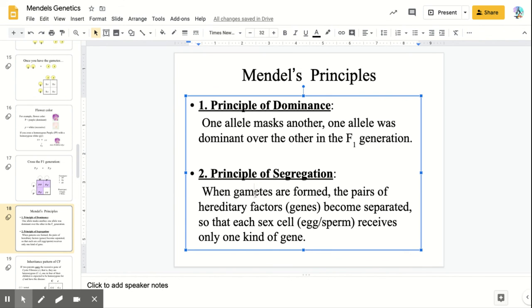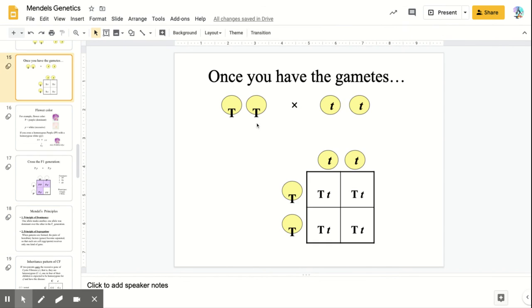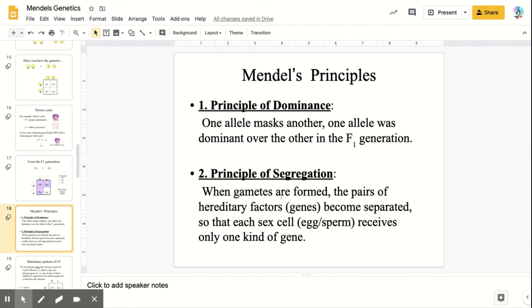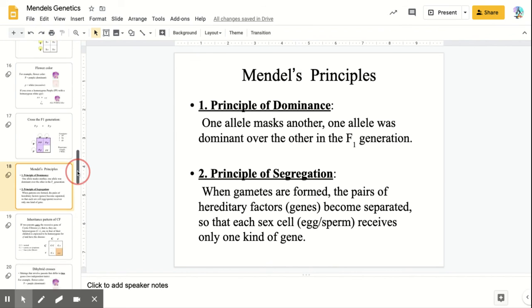The next is the principle of segregation. This rule right here says that when you have homologous chromosomes, when you have pairs of chromosomes, traits separate. That's all this is saying. So when sex cells are formed, the pairs become separate. So each sperm and egg, each sex cell, receives its own type of gene.